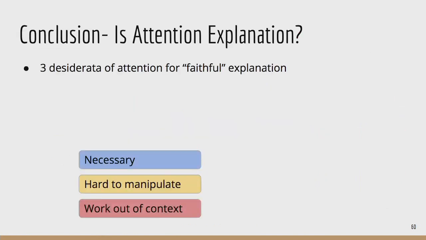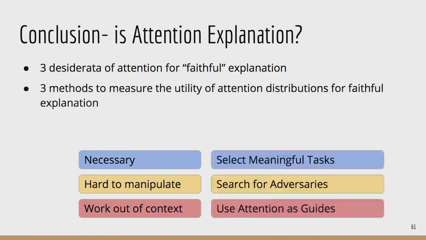So to conclude this question, in our paper, we propose that there really is no one-size-fits-all answer to this question of is attention explanation. So we propose 3 desiderata of attention for faithful explanation. It should be necessary in the architecture, it should be hard to manipulate with adversaries, and it should work well out of context. And then we proposed 3 experiments to test those criteria.